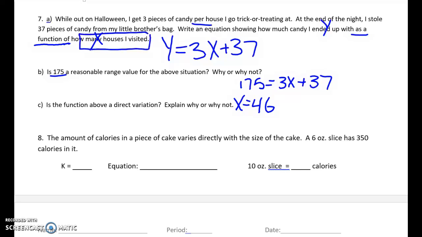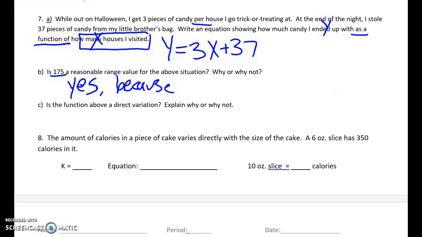So, is 46 a reasonable amount of houses to go to? I would say yes. Now, if I'd gotten a decimal, that would be a no. I couldn't go to 46.2 houses, but I can go to 46. That's a lot of houses, but it's still possible. So yes, because, ooh, that's terrible handwriting. I could go to 46 houses.